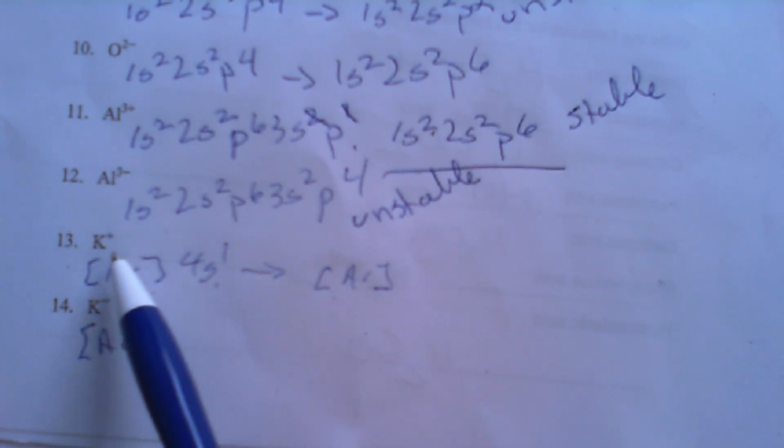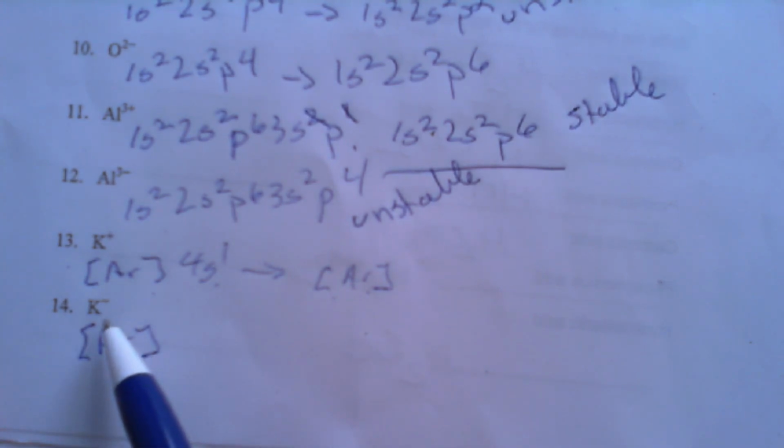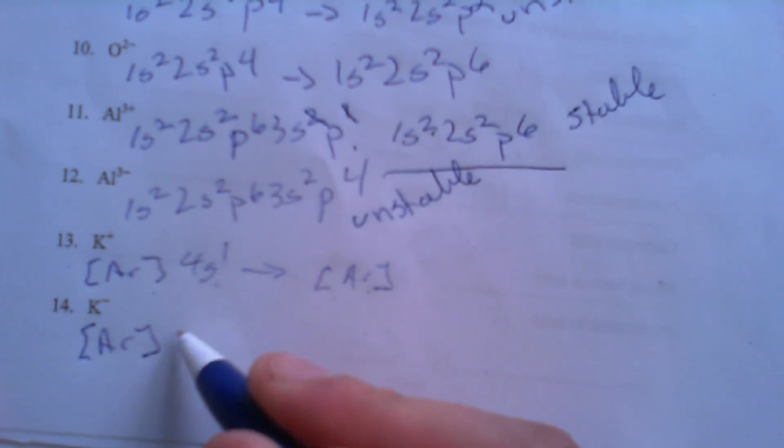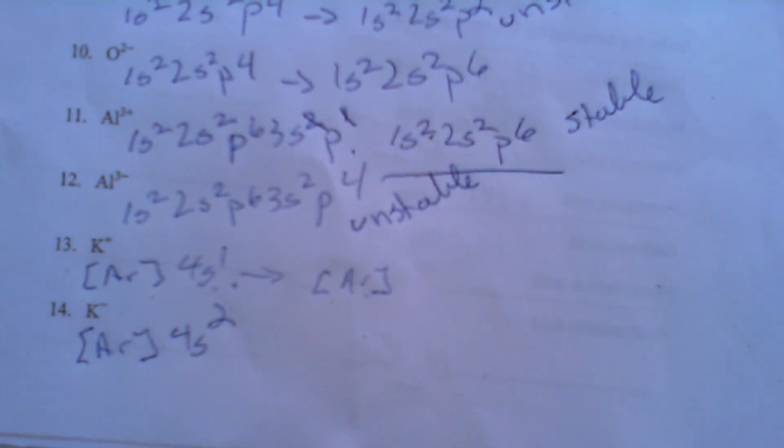If I take one away to make it a positive, I get just regular argon, okay? Now, if I give it one to make it -1, it starts out at 4s1, but it's going to become 4s2. Now you can see why I said there's an argument for this to be neutral as well, okay?